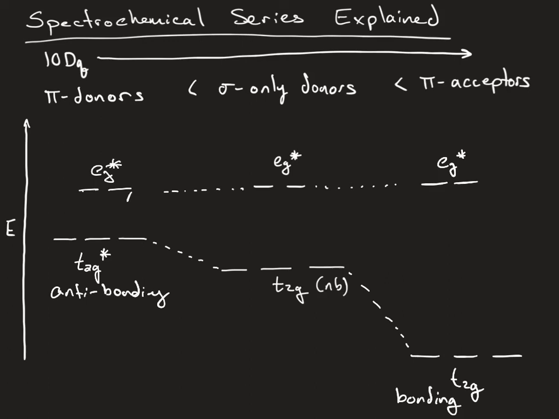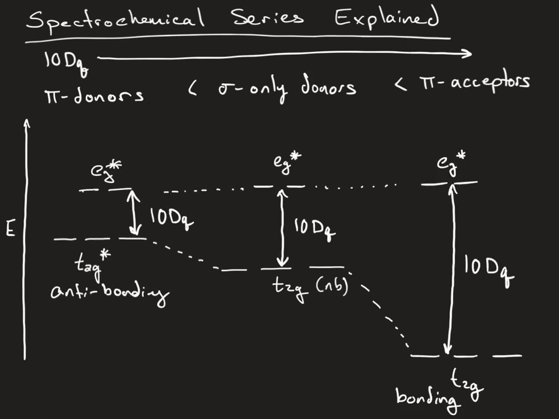The influence of this is as you go across, 10Dq systematically increases because we're mostly influencing the energy of that T2G orbital relative to that EG orbital. The EGs remain antibonding throughout, but as you go across, you go from an antibonding T2G star to a non-bonding T2G to a bonding T2G type orbital. In the final video on basics of ligand field theory, we're going to look at symmetries beyond Oh symmetry.